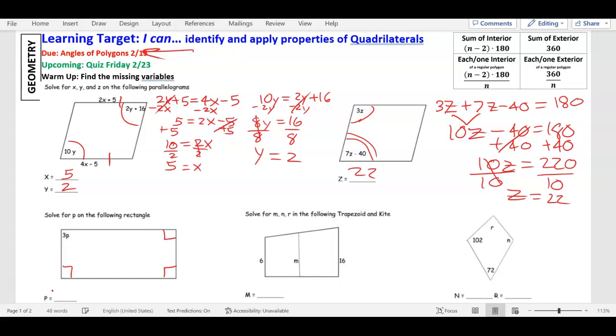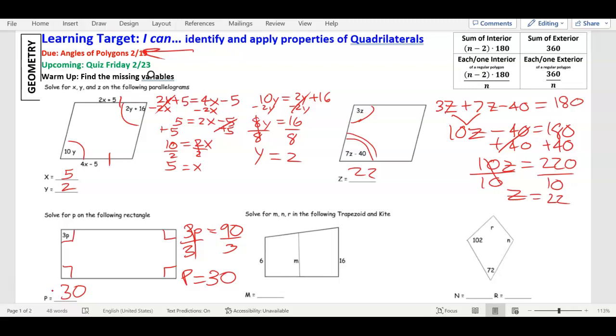So guess what I set 3p equal to? 90, yes. All right, so 3p equals 90. What's my only step that I need to do to solve for p? How do I get rid of that 3 in front of p? Divide, okay? Divide by 3. What is 90 divided by 3? 30, okay? So when you have a rectangle, when you know what the angle equals to, you set whatever's there equal to that number and solve, okay?